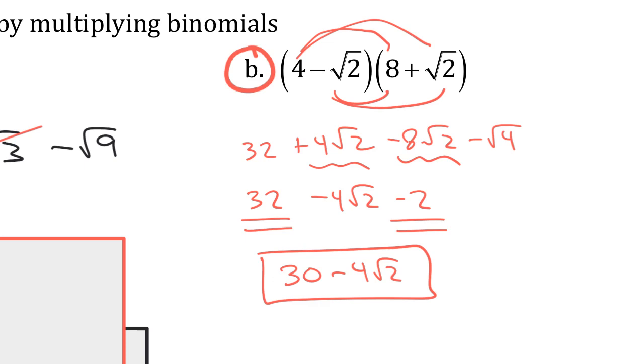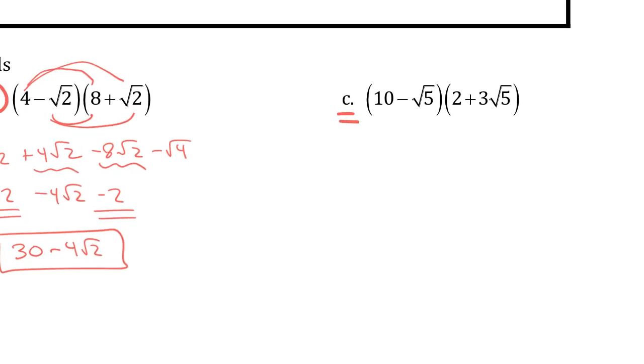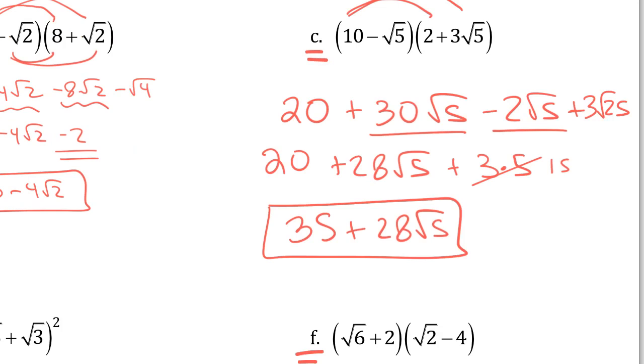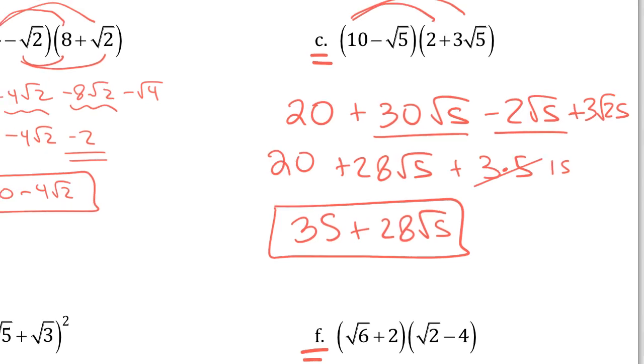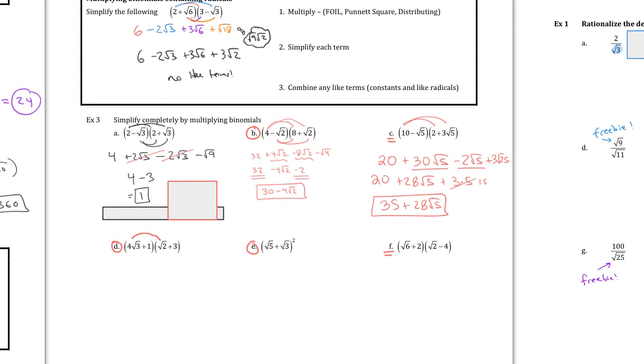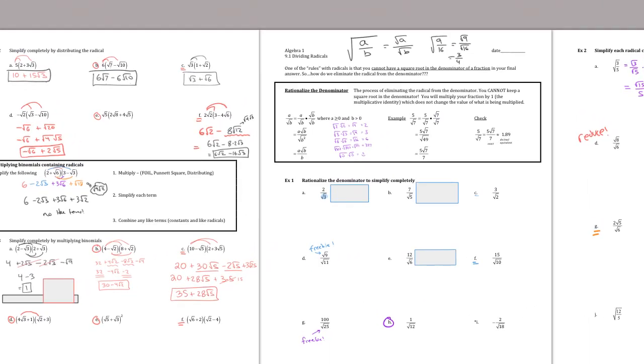All right, using A and B as a guide, I want you to try problem C on your own. And pause it, check your answer with me in a second. So you should get 35 plus 28 root 5. I'm going to move on to division now. I know we have some problems left on this page. You can try those out if you want and check your answers on the note sheet answer key.